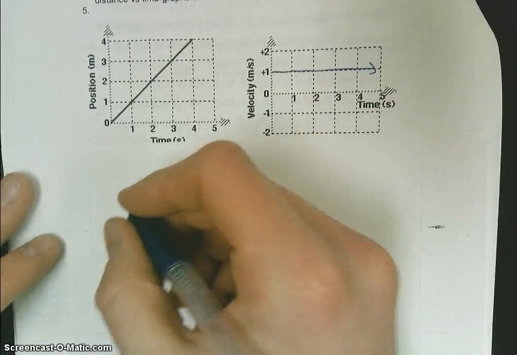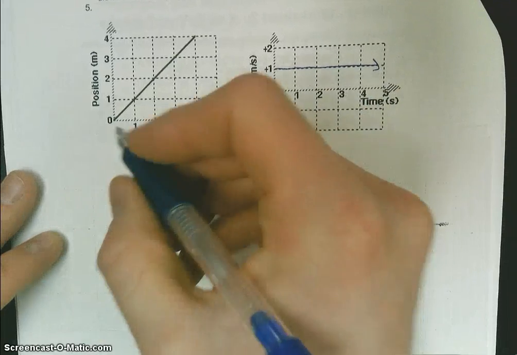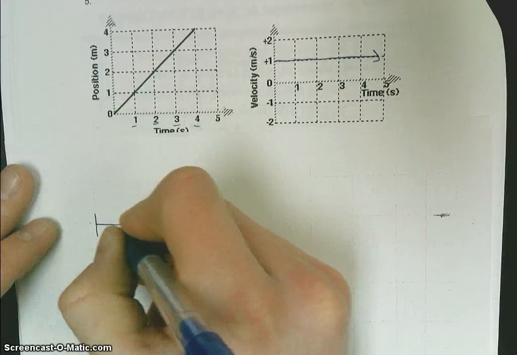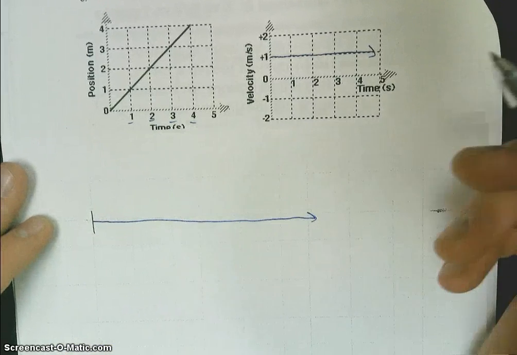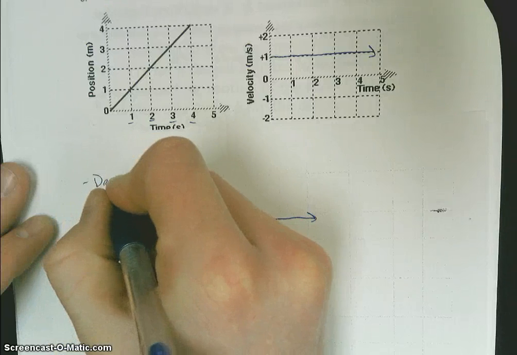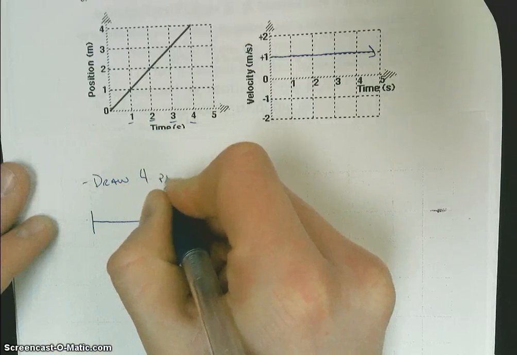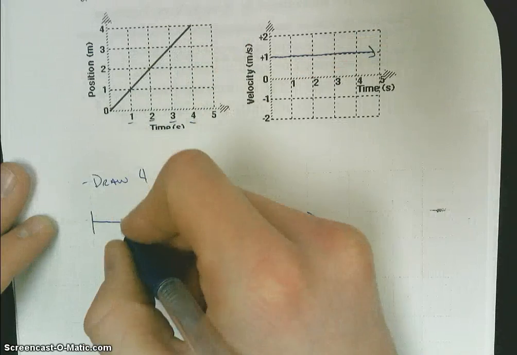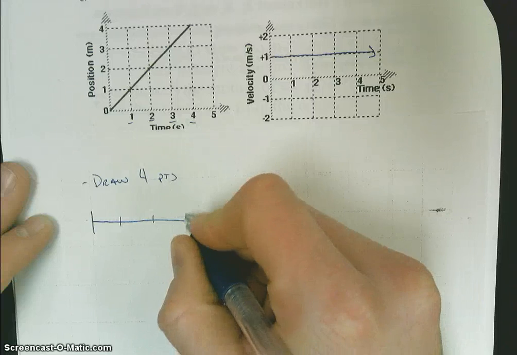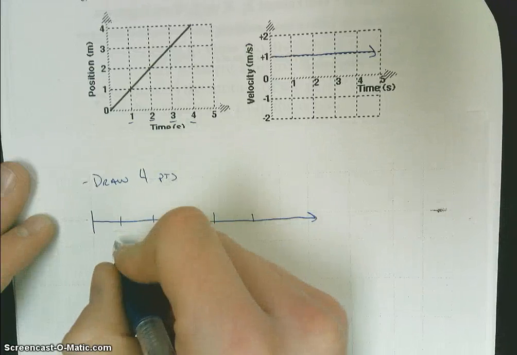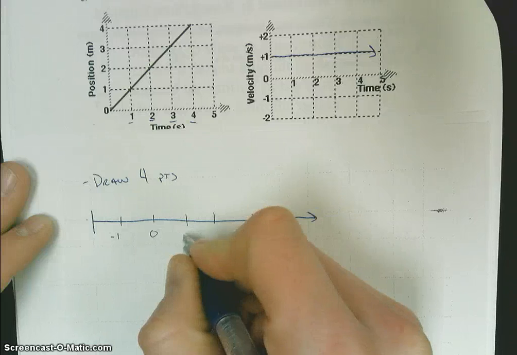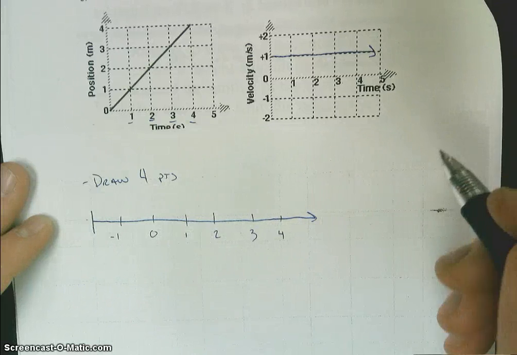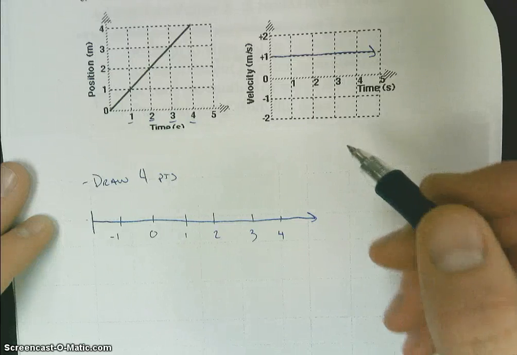Now if I want to motion map this object, I'm going to look at my graph and I'm going to see, well, 1, 2, 3. I have 4 seconds I need to motion map for. So I'm going to know that I have to draw at least 4 points. I know my total distance this object is going to travel is 4 meters, so I'm going to need to have 4 meters available on my number line. So we'll call this -1, 0, 1, 2, 3. Here's 4. And it should be a constant positive velocity, so I should show that.